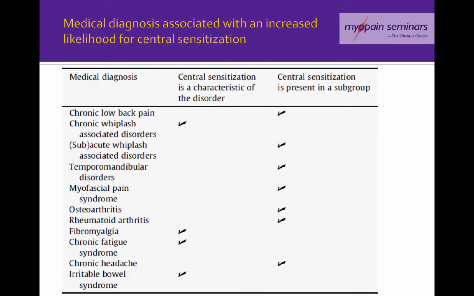As you can see from this chart, many medical diagnoses of chronic pain, such as chronic whiplash, fibromyalgia, and irritable bowel syndrome, are characterized by central sensitization. By the same token, many other chronic pain conditions have central sensitization present, at least in some subgroups. Some people with low back pain, temporomandibular disorders, myofascial pain syndrome, osteoarthritis, rheumatoid arthritis, etc.